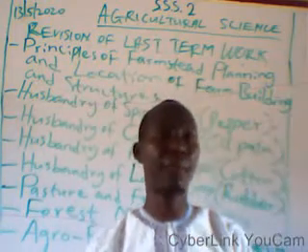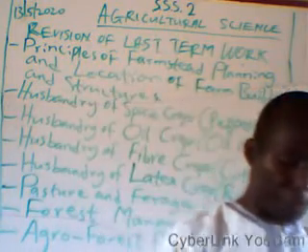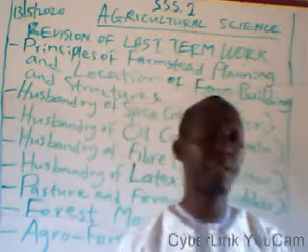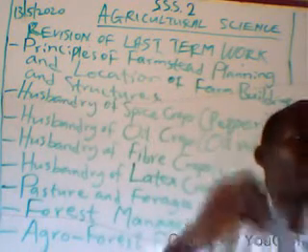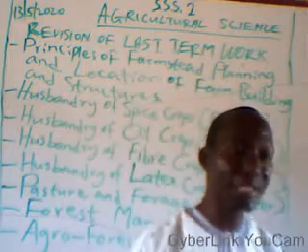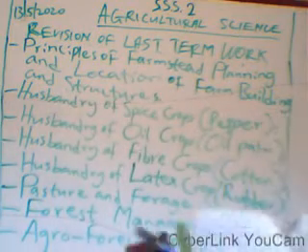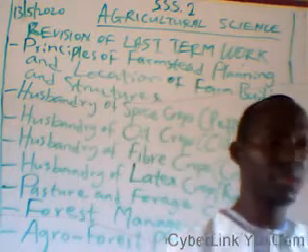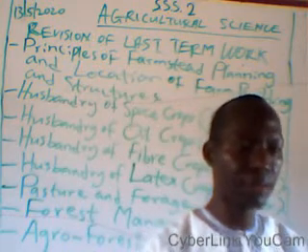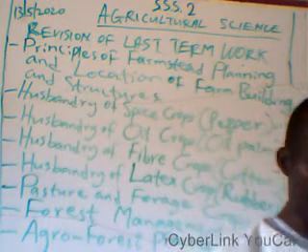Taungya system is another part of forest regulations in Nigeria. What is the Taungya system? The Taungya system is whereby you are planting forest trees and at the same time you are planting food crops on the same piece of land. This ensures proper land use management.